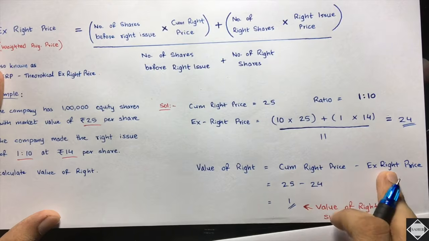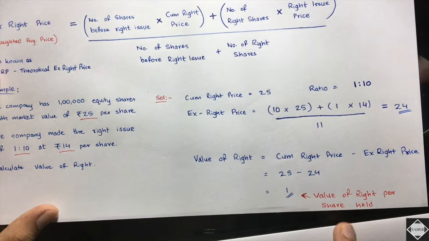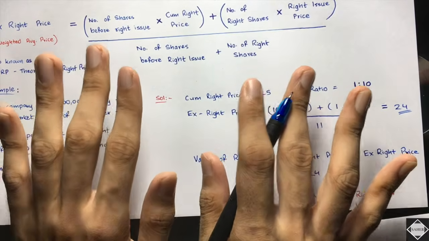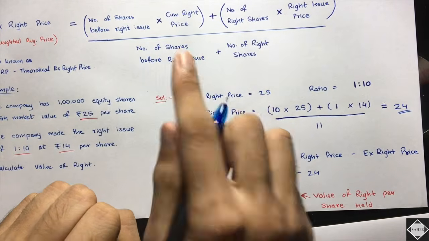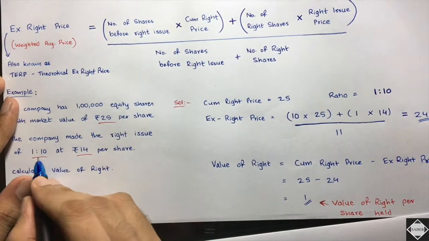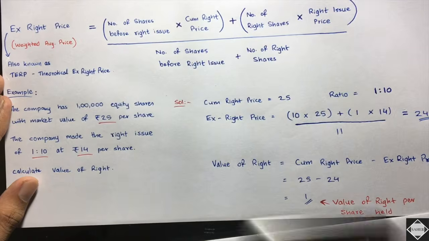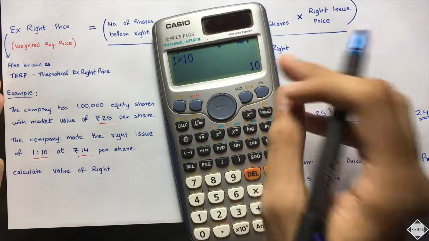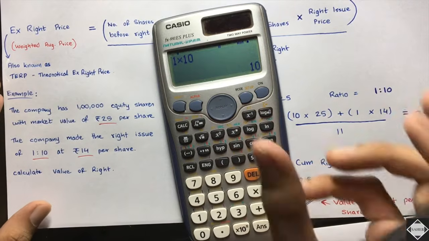Cum right price minus X right price, 25 minus 24, you got 1. What is this? This is value of right per share held. If you have 10 shares, then only you will get a right to subscribe 1 share, isn't it? So this 1 rupee is the value of right per share held. That means 10. Yeah, isn't it? So that is why this 1 rupee you have to multiply with 10. So 10 rupees will be the whole value of right.